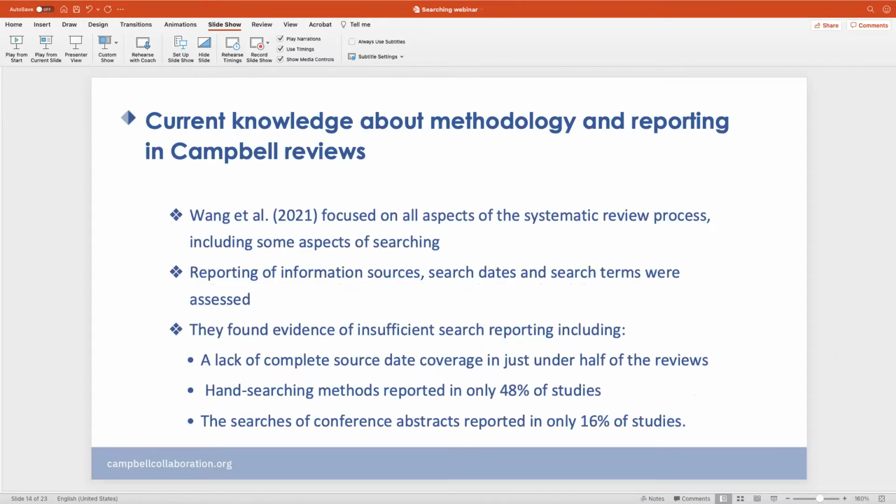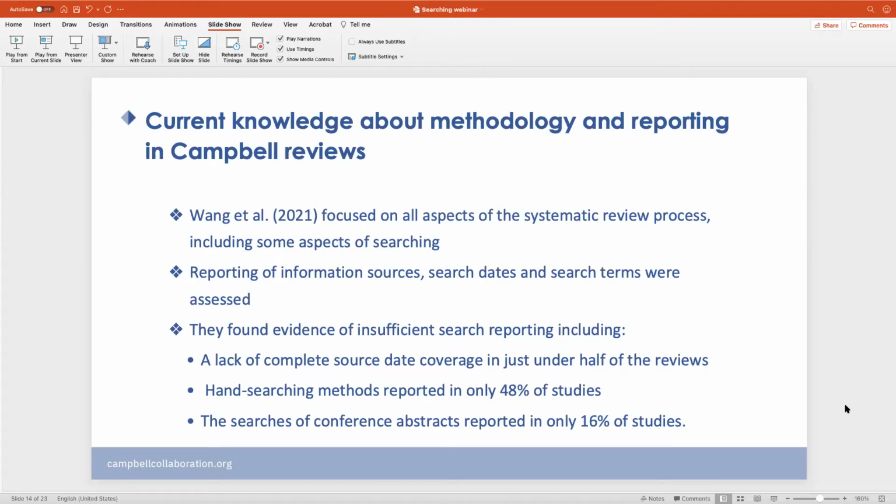And so even in Campbell reviews, despite some of the rigor that Ciara talked about in terms of the peer review process and guidelines, there were still some potential insufficiencies here around search reporting. So for example, there was a lack of source date coverage reported in just under half of the reviews. They also found that hand searching methods were reported in only about half of the reviews, and that the searches used for conference abstracts were reported in only about 16% of studies.